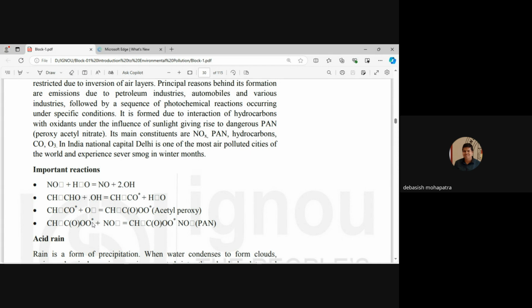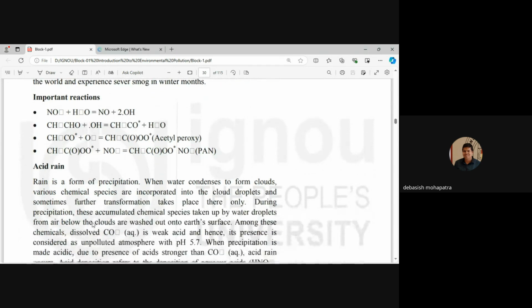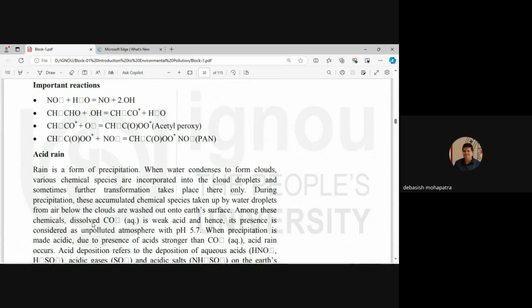This is the reaction: how nitrogen dioxide reacts with water to give oxide plus 2OH, and then CH3CHO plus OH gives CH3CO and water, then CH3CO plus O2 gives CH3COOO acetyl peroxy radical, and that plus NO2 gives CH3COO2NO2, PAN. Actually the numbers are missing here, I don't know why. You can get the numbers from the internet also.